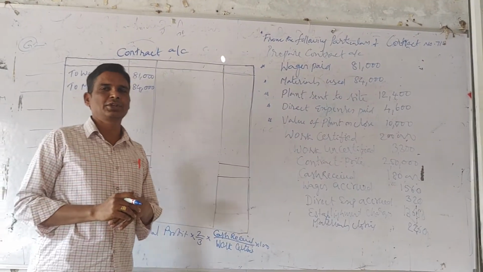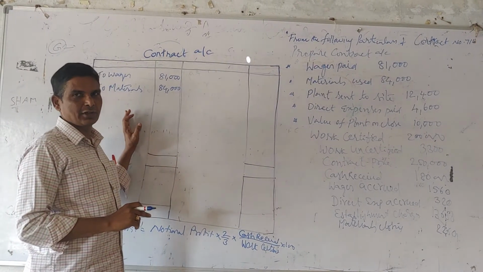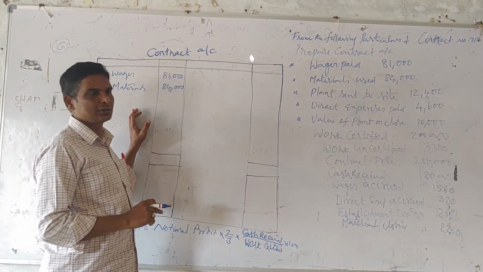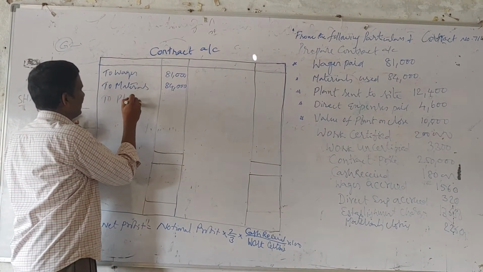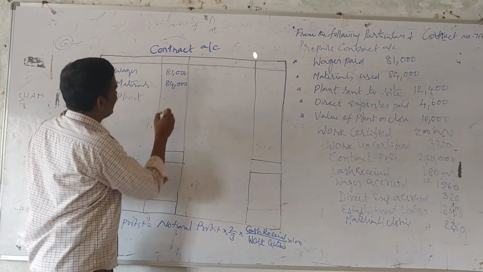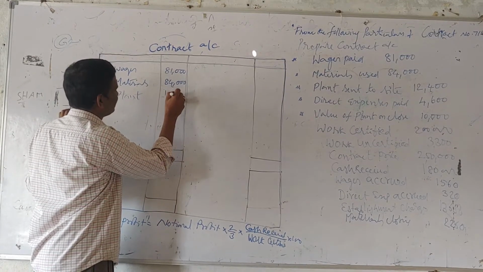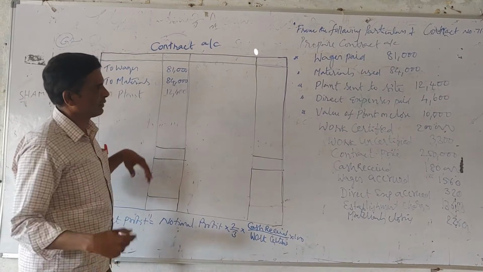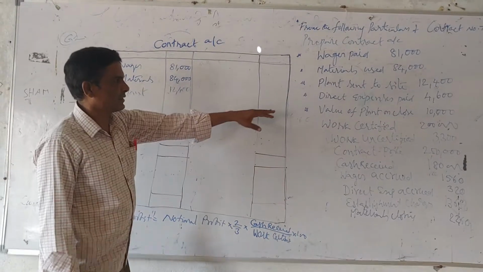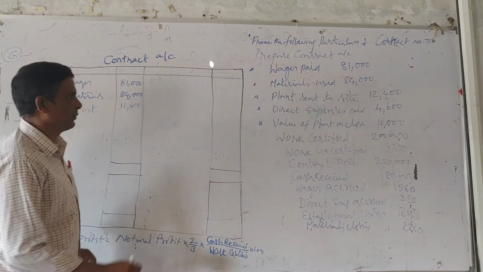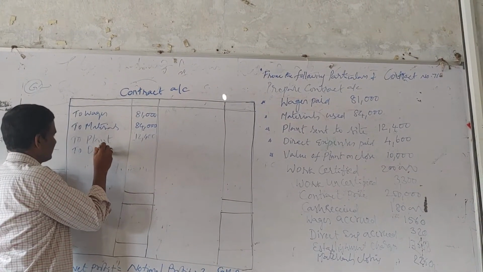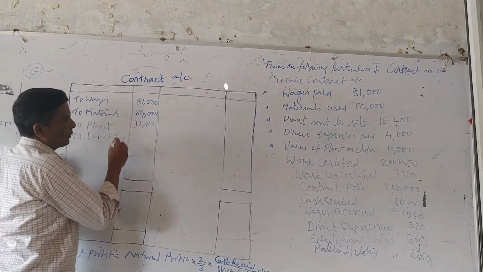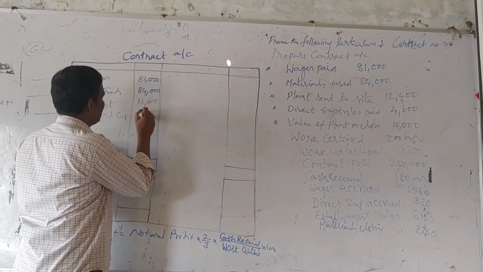Then plant sent to site. Whatever machine we are using, whatever plant is used, is debited. So plant for the purpose of this contract is debited. That is 12,400. Plant is debited 12,400. Direct expenses pertaining to this contract are debited. How much direct expenses? 4,600.